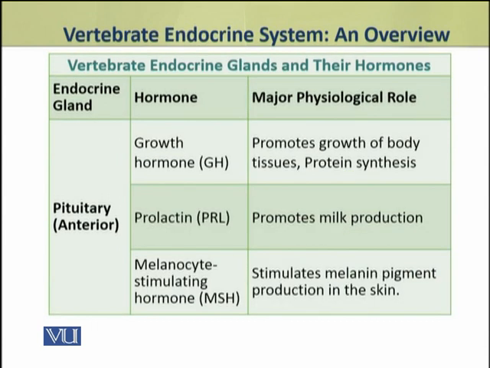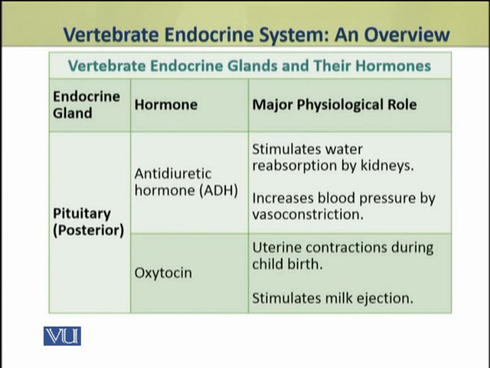The anterior pituitary gland also produces 3 non-tropic hormones. These include the growth hormone, prolactin, and melanocyte stimulating hormone. They promote growth, promote production of milk, and stimulate melanin pigment respectively. Dear students, the posterior lobe of the pituitary gland also produces 2 hormones. These hormones are antidiuretic hormone and oxytocin.